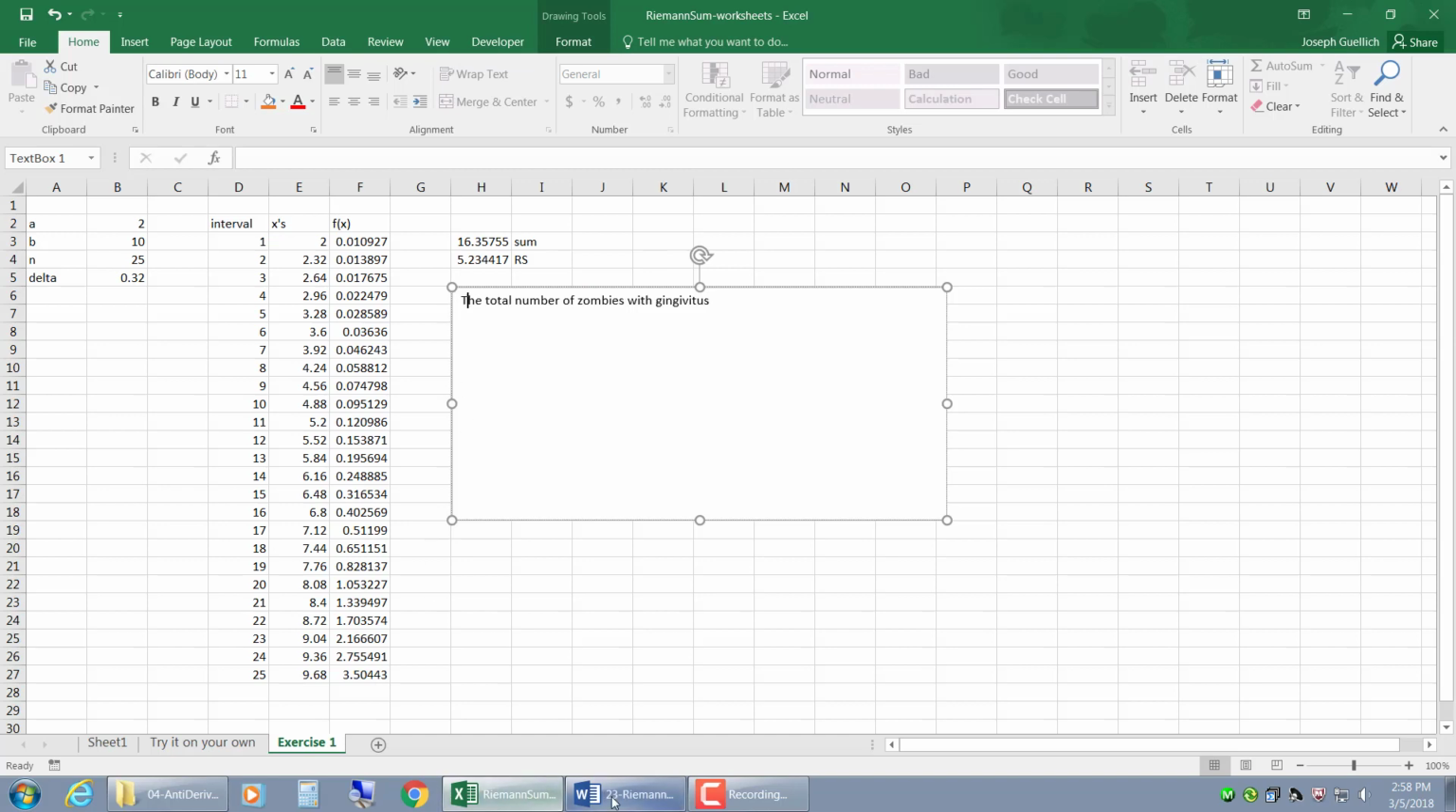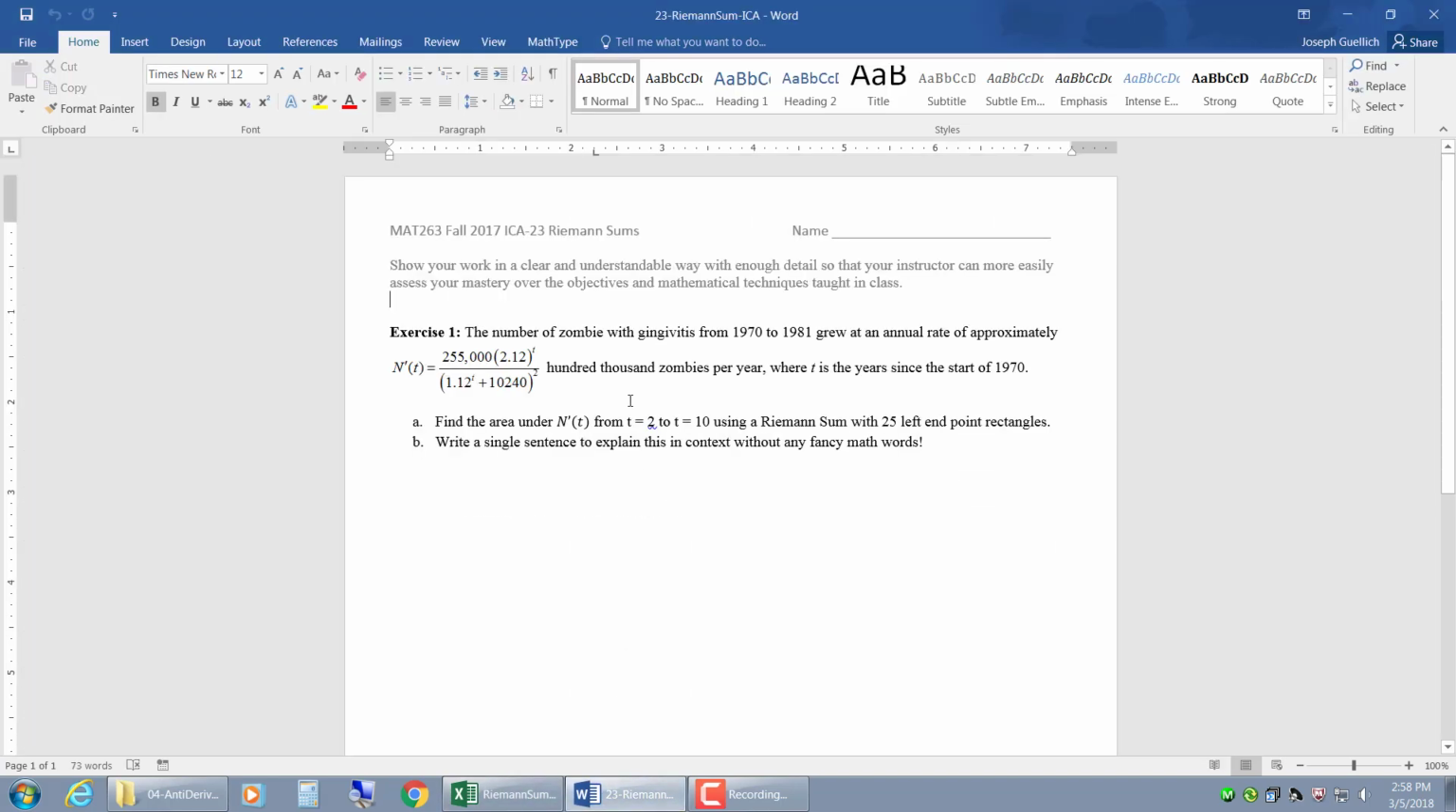Okay, let's go back and look at the Word document. So how do you know how to describe this? Well, one of the things is in this class, the functions we're given to take antiderivatives of are going to be derivatives. So that n prime right there is telling me derivative. So my derivative is a rate, so I've got zombies per year. When we do the antiderivative, we always go back to the part before the per. And it's always a total. So we go from the rate to the original thing, so it's the total number of zombies. Okay, so that could help in figuring out how to write that.